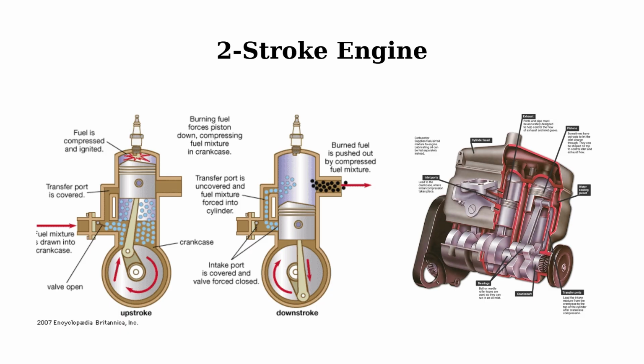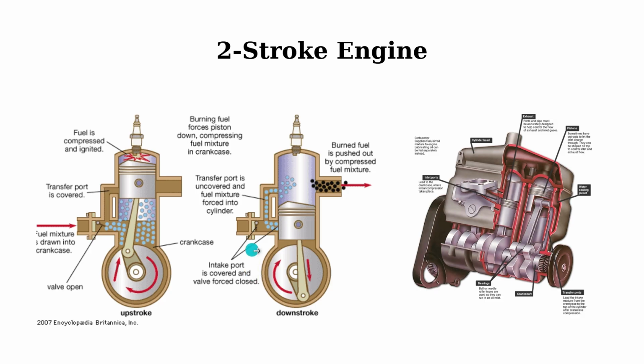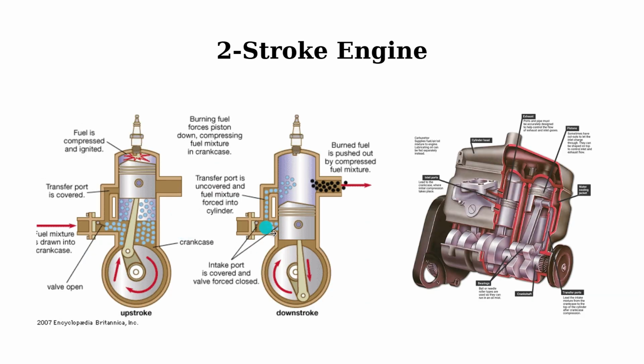A two-stroke engine is a type of internal combustion engine that completes a full working cycle in only two piston movements. This is the main difference between a two-stroke engine and a four-stroke engine. In a four-stroke engine, the piston needs four movements to complete a cycle, but in a two-stroke engine, the same process is completed in only two movements.